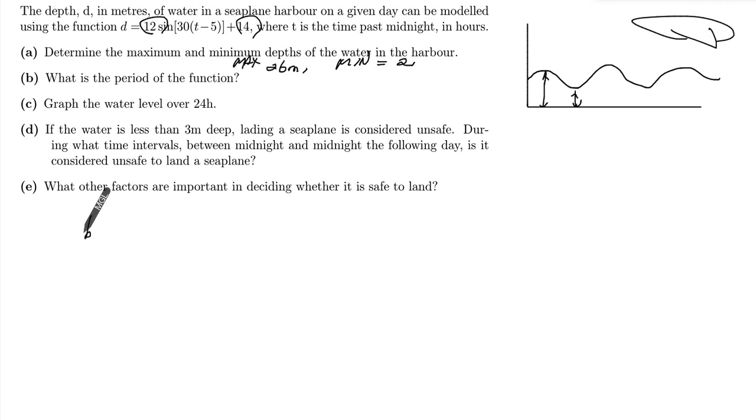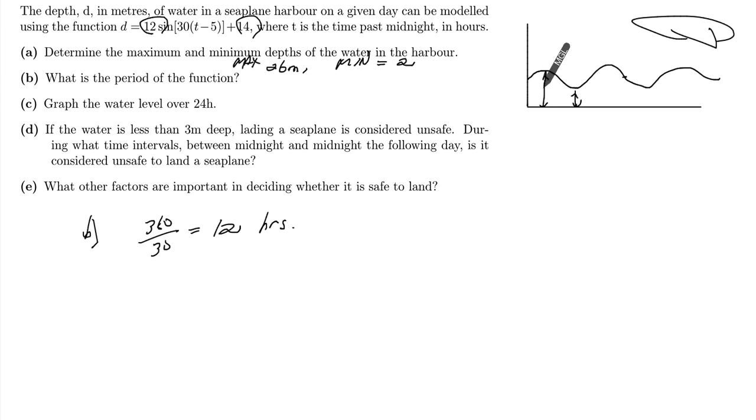Part B, what is a period? Period is going to be 360 divided by this number at the front, 30. So it's going to be exactly 12. Depending on the time of the day, in 12 hours it'll complete one cycle. So it'll go up like this, come back down here. That will take 12 hours.